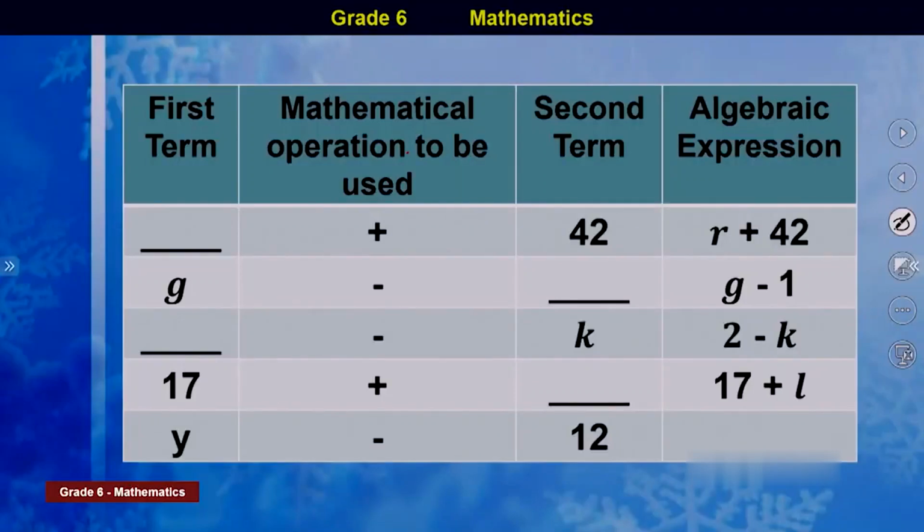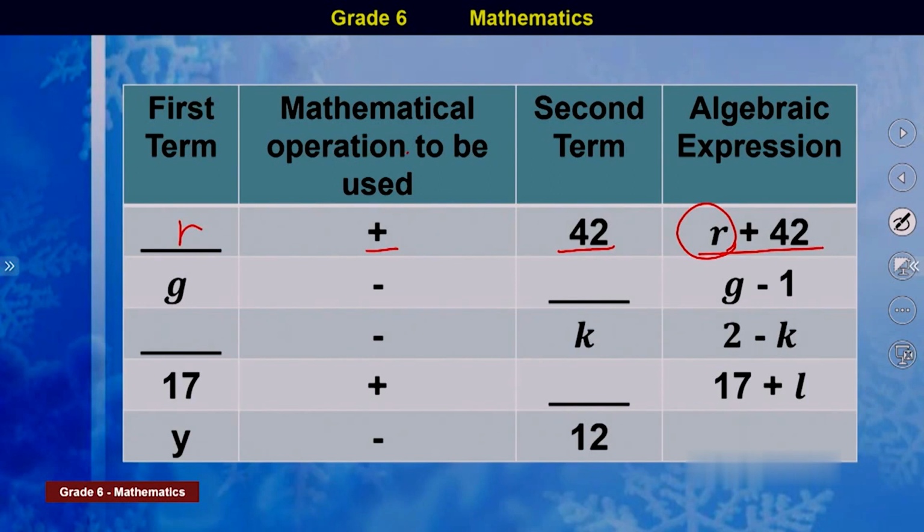Here also an algebraic expression is given. The mathematical operation used is plus. The second term is also given as 42. You have to write the first term. According to this algebraic expression, what is our first term? It is r. Then I can write the first term as r.